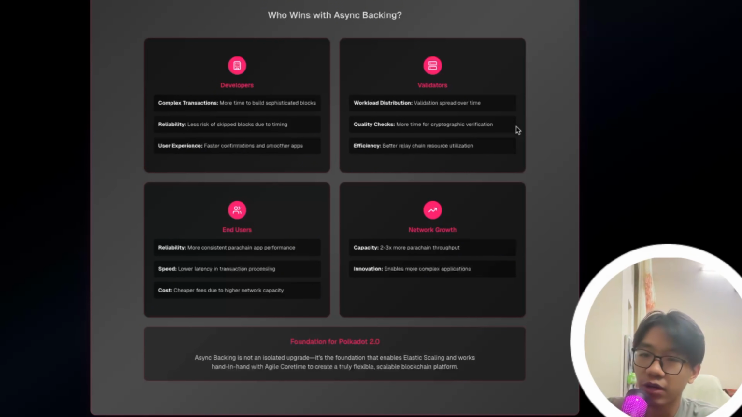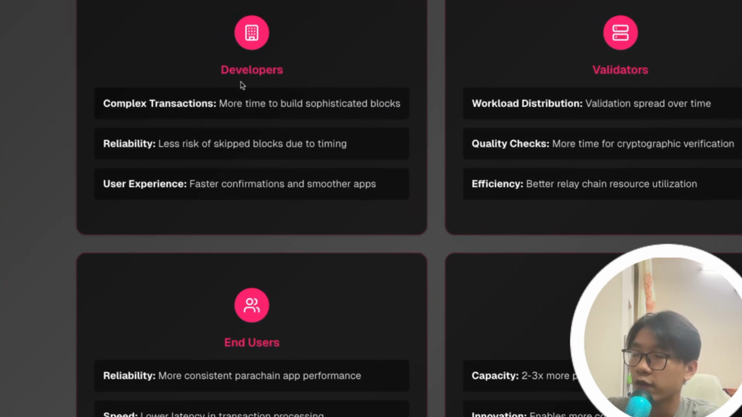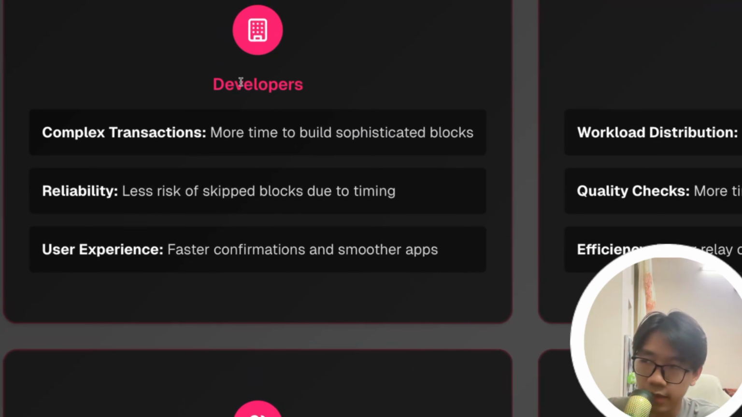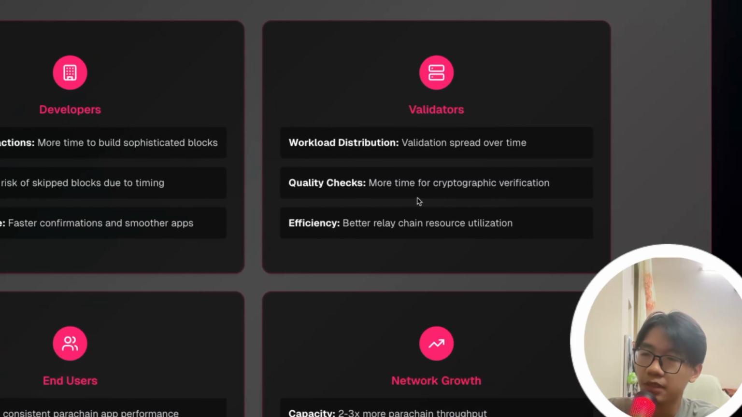Async backing is just the beginning. Polkadot will continue optimizing how parachains use relay chain resources. This means cheaper, quicker, and also smoother transactions. And for the ecosystem as a whole, it means Polkadot can scale without sacrificing security or decentralization. And also some real-world benefits we have here. Developers can build more complex transactions, with more time to build a sophisticated block, less risk of skipped blocks due to timing, faster confirmations, and smoother apps.